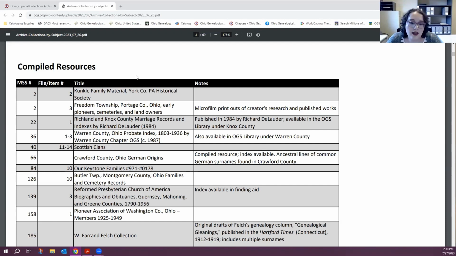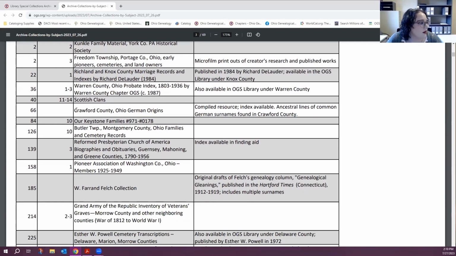So just to point out a few examples to you, the Crawford County German Origins is a compiled resource. It's the ancestral lines of common German surnames found in Crawford County. This creator found some German surnames in the Crawford County census records, and then decided to do extra research on those specific families of Crawford County, and they put them all together.